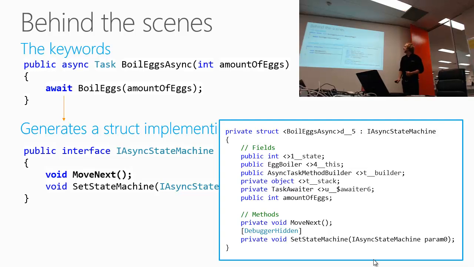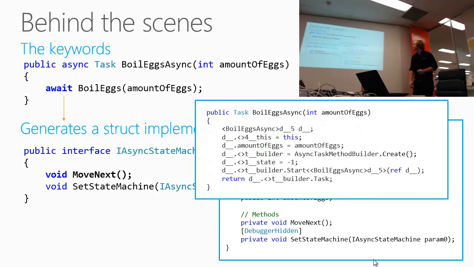So here's a complete sample of the structure that is generated by the compiler. We can see here that we have a reference to the egg boiler class, which is the class that our BoilXAsync lives in. And then we have the amount of eggs here, also in the structure. So it copies the value from the parameter here and puts that inside the structure to use inside the state machine. And then, of course, we have the implementation of MoveNext and SetStateMachine. We also have a reference to the awaiter, and we have a reference to something called the AsyncTaskMethodBuilder. We're going to come back to the method builder in just a second.